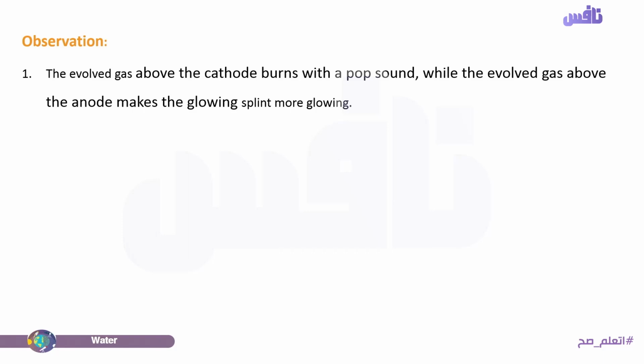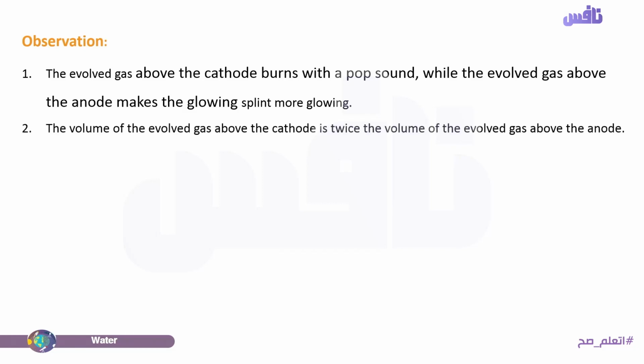So what did I notice? The gas at the cathode burns with a pop sound, it burns but with a popping sound, while the evolving gas above the anode makes the glowing splint glow more. Number 2, the volume of evolving gas above the cathode is twice the volume of evolving gas above the anode.